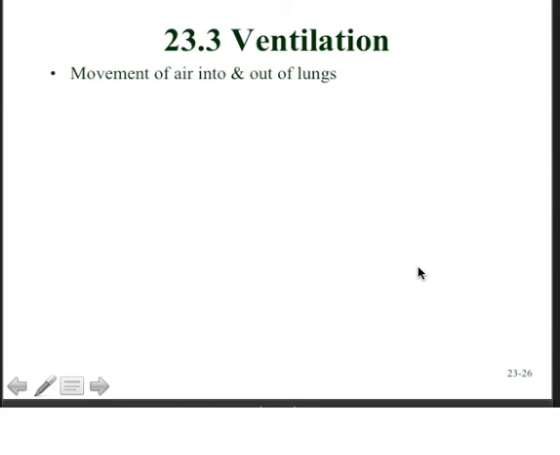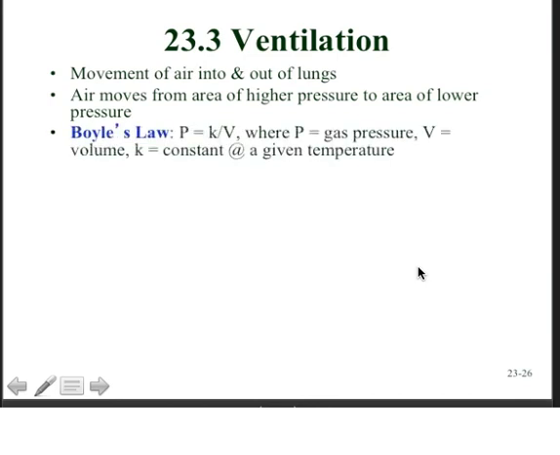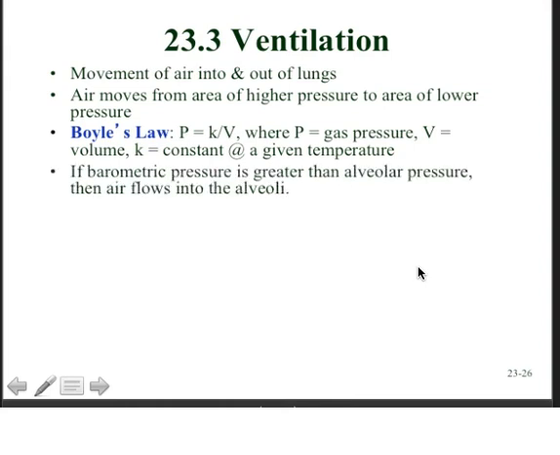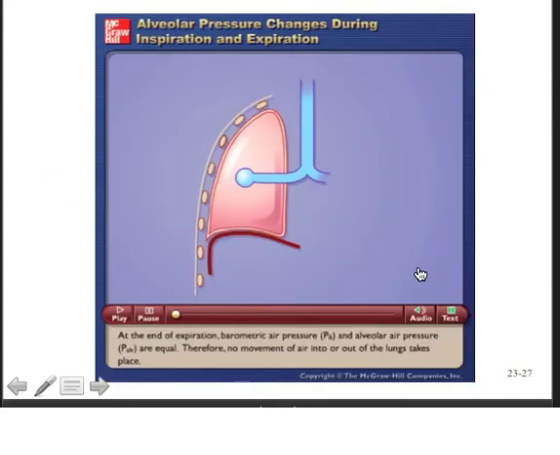Okay, ventilation is just simply the movement of air into and out of the lungs. Air moves from an area of high to low pressure, as does a liquid. Boyle's law is essentially a relationship that states that pressure is equal to a constant divided by the volume at a given temperature. If barometric pressure is greater than alveolar pressure, then air will flow into the alveoli. If the diaphragm contracts, then the size of the alveoli increases. Remember that P is inversely proportional to V, so as V gets larger when the diaphragm contracts, then the pressure in the alveoli gets smaller.